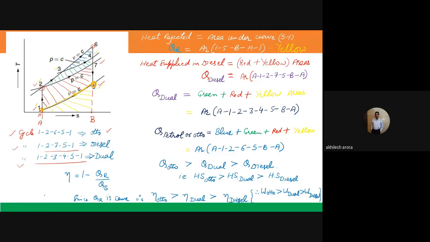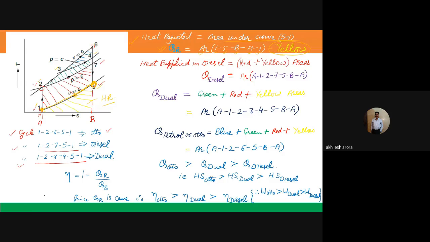And we have just discussed that the area under this curve represents the heat rejected. So this part is actually the heat rejected, and it is the same in all three cases. So I can write here, heat rejected is equal to the area under the curve 5 to 1, or I can say QR, which represents the heat rejected, is area 1-5-B-A-1. Basically it is the yellow part which I have shown. I think it's very visible here in the diagram.